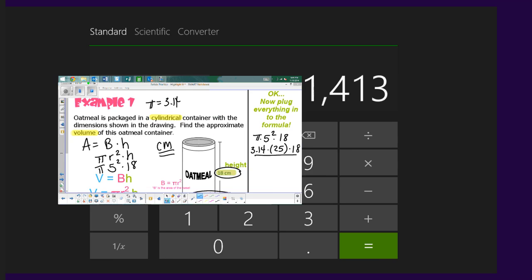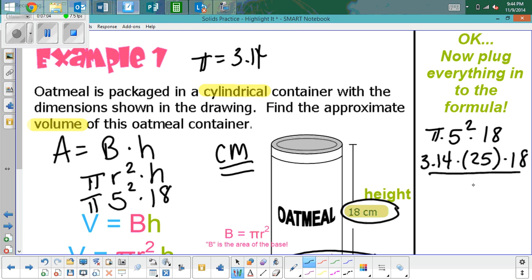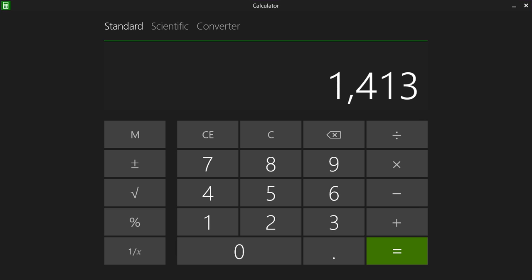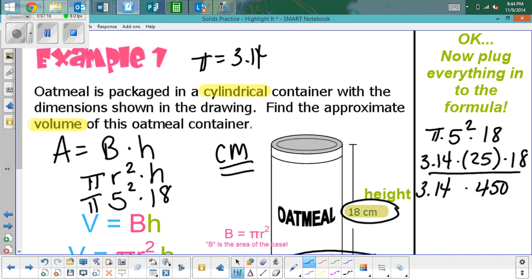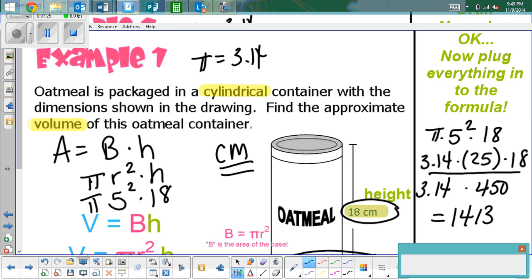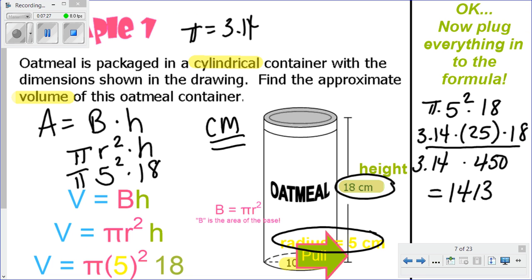I'm going to drag back over to our other here. 25 times 18 was 450. And then we're multiplying that times 3.14. And again, when we multiplied those two together, our answer was 1,413. Now we need to make sure that we write our correct units, and this was measured, as we said earlier, in centimeters.